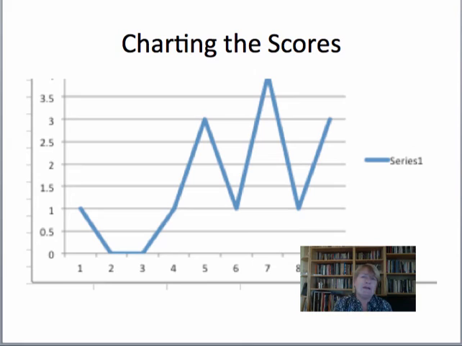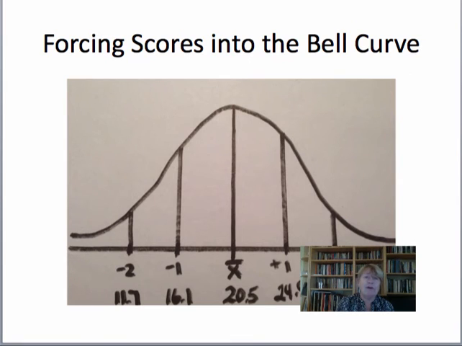So that says to me the group of students that I used to test this test on isn't a normally distributed group of students. In fact, they, in general, tended to do fairly well on the test, and only a few people did poorly. But nevertheless, I'm going to force those scores into a bell-shaped curve. And here's a picture of what that looks like when you force the scores into the bell-shaped curve.